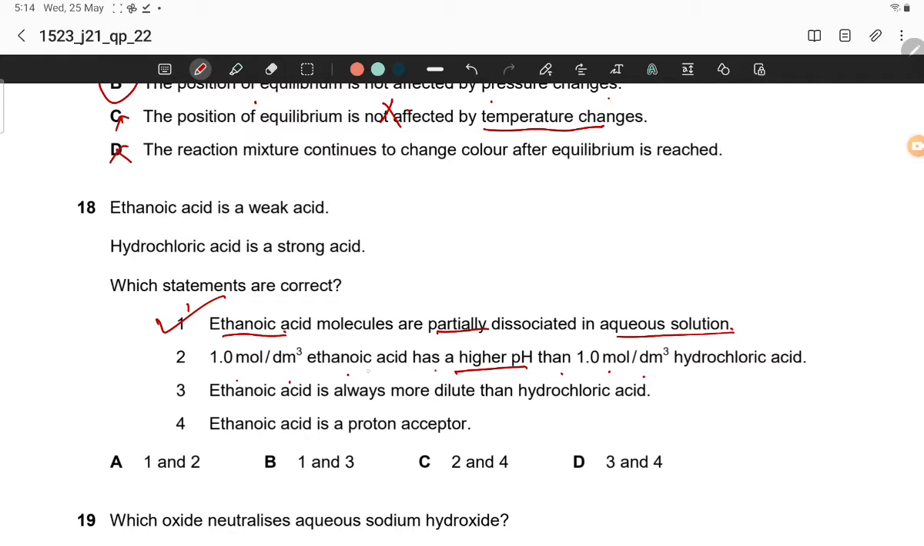Ethanoic acid has a higher pH than 1 mole per dm cube hydrochloric acid. Yes, ethanoic acid is a weak acid, so its pH is about 3, and hydrochloric acid is a strong acid, so its pH is about 1. So 3 is a higher pH, so it is correct. Ethanoic acid is always more dilute than hydrochloric acid. No, this is incorrect because being a weak or strong acid does not depend on the dilution. Ethanoic acid is a proton acceptor. An acid is always a proton donor, so it is also incorrect. 1 and 2 are correct.